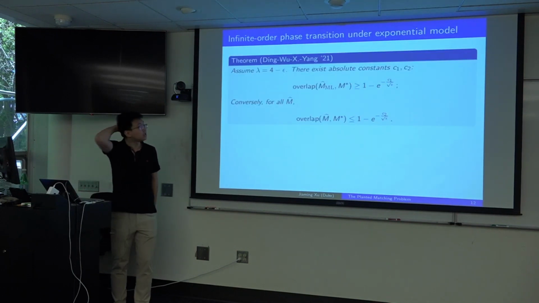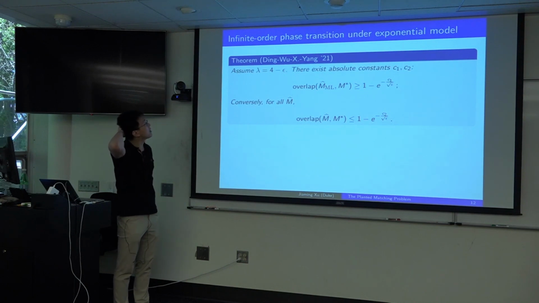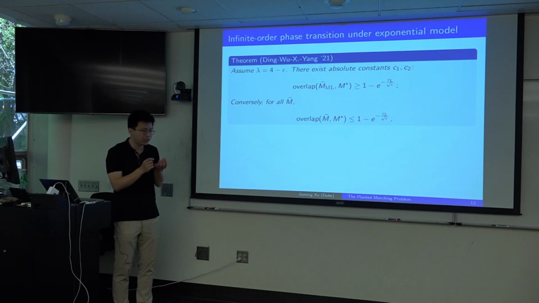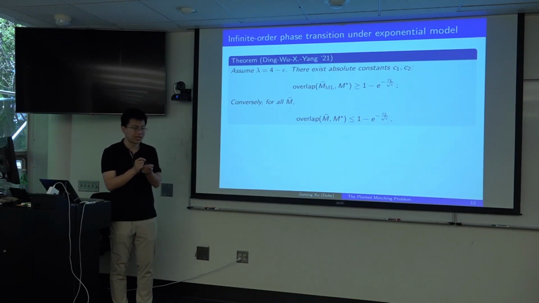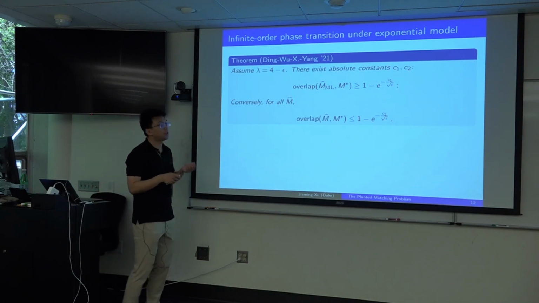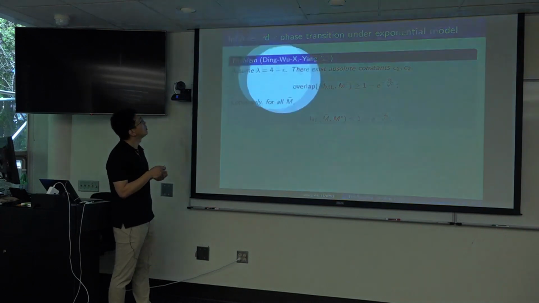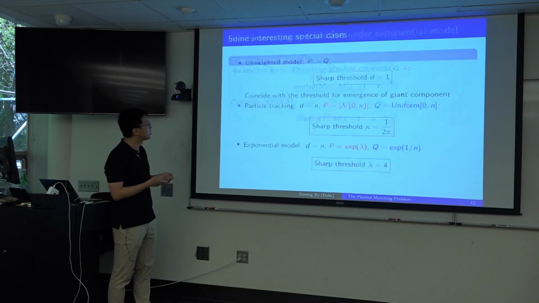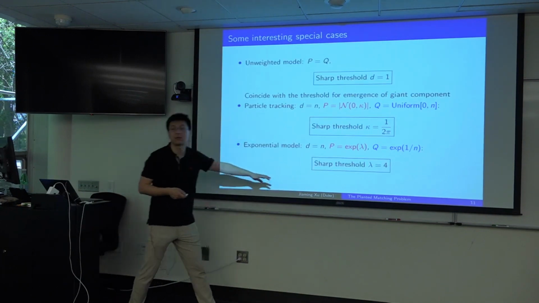Okay, another interesting thing that I want to talk a little bit about is the so-called order phase transition. You basically focus on the threshold and try to understand a little bit more about how this error behaves, or how the overlap behaves. For this, we actually have a very precise understanding in this exponential model. So remember the exponential model, the sharp threshold is lambda equals 4, right?